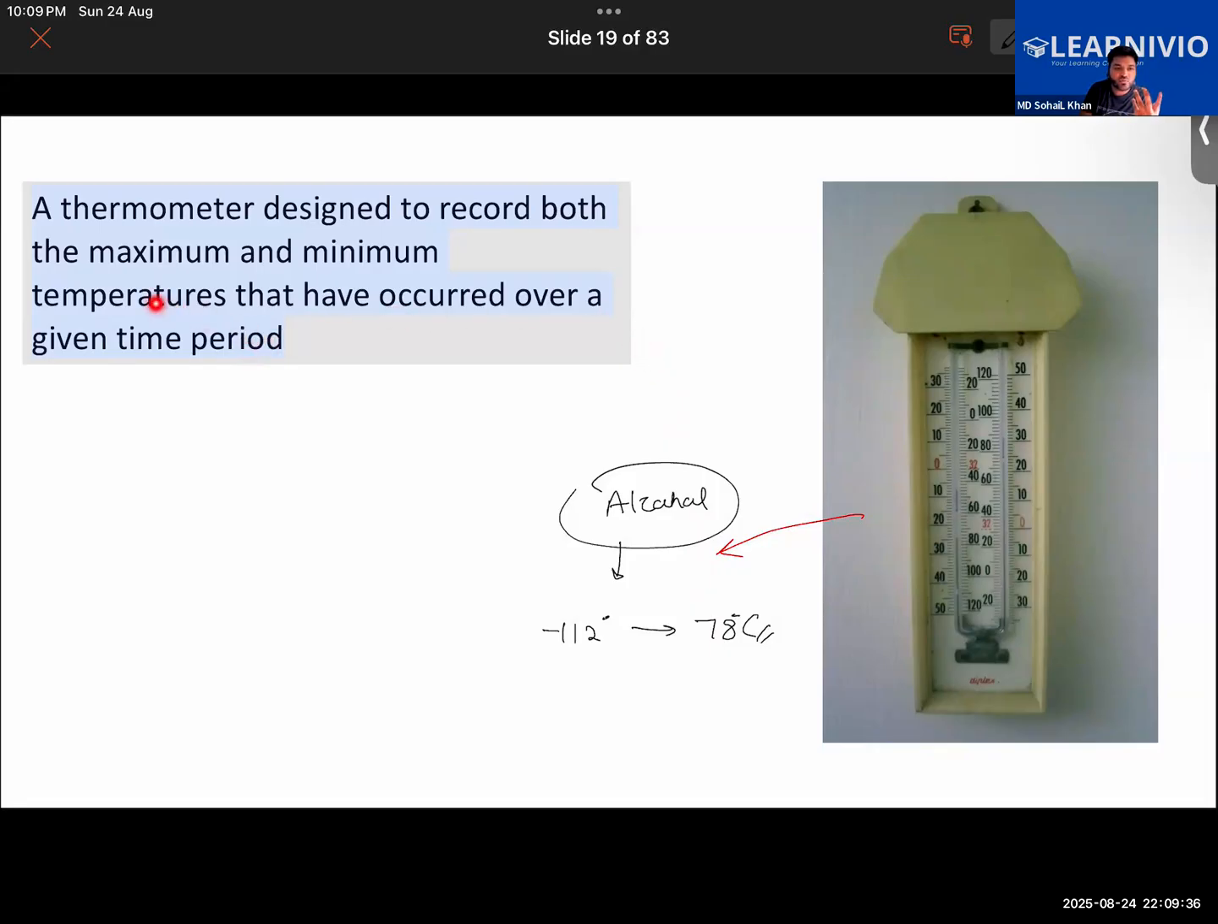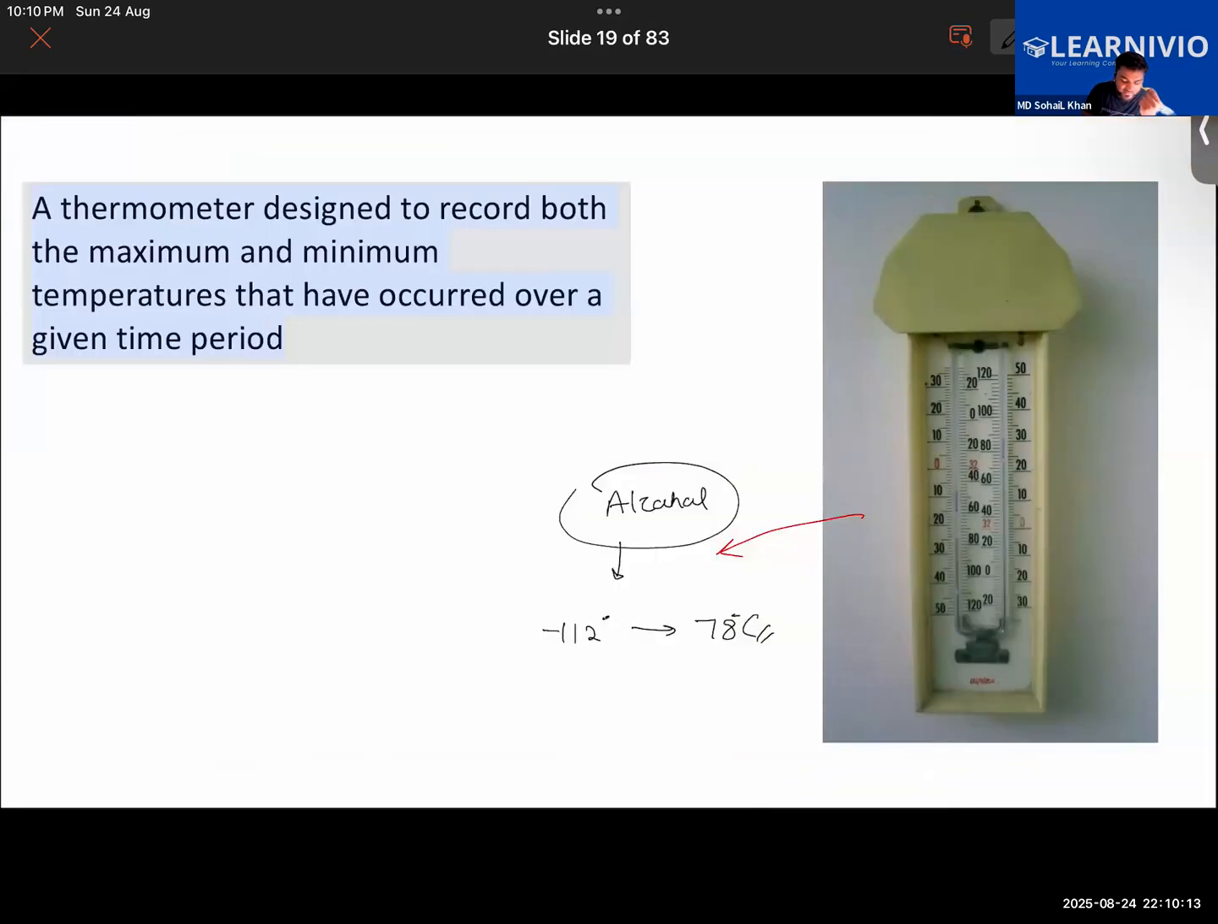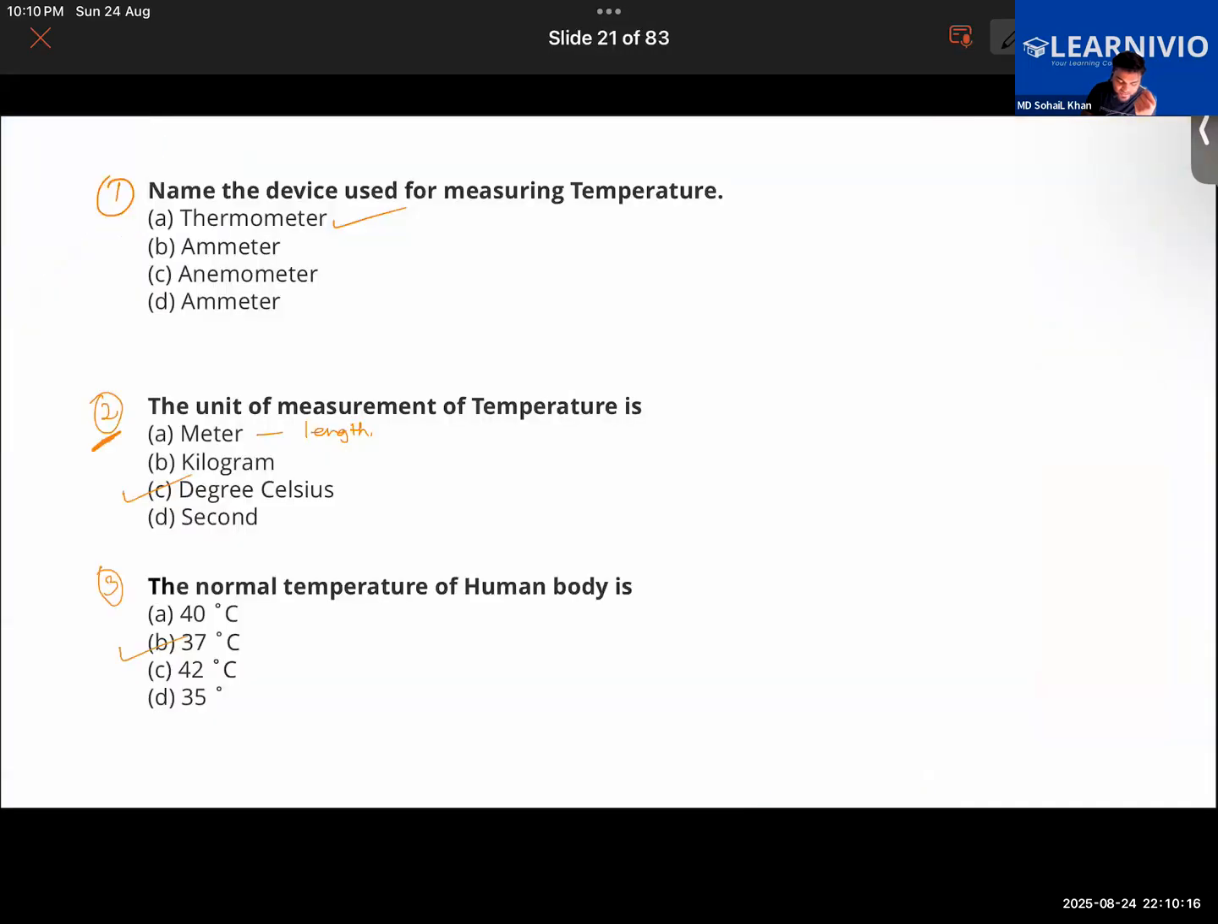It is designed to record both maximum and minimum temperature that have occurred over a given period of time, like a day. In the weather report, you can see different data provided to you: at 12 a.m., what's the temperature, how much humidity there is, what are the chances of rainfall, the direction and speed in which the wind is blowing. You can also see the maximum and minimum temperature reached throughout the day. The maximum was 27 degrees Celsius and the minimum was 21 degrees Celsius. This reading was taken with the help of the maximum and minimum thermometer that uses alcohol in it.